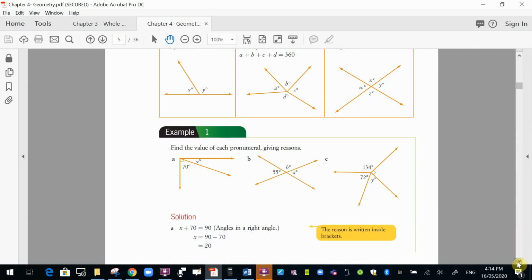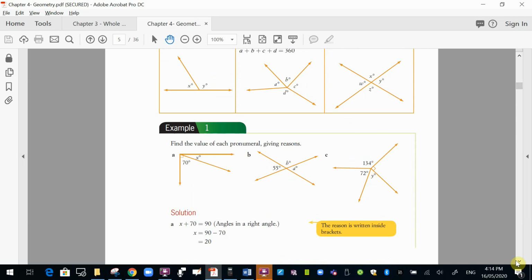Examples in the textbook. Say you're asked to find the value of the pronumeral. So in this case, the pronumeral is X. These two angles are adjacent and complementary, so you have to find the difference between 90 and 70, which will give you the angle X.